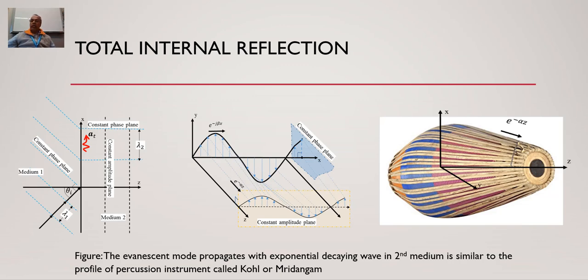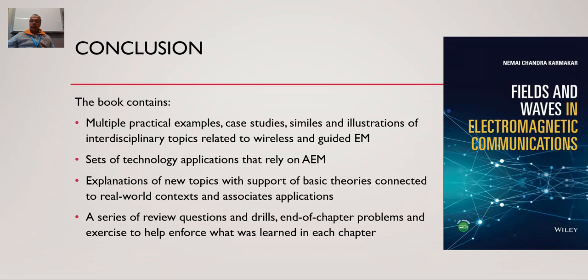It gets exponentially decayed due to the orthogonal nature of the constant phase and amplitude planes, as shown in the left-hand figure. The 3D depiction is shown in the middle, and the mridanga has the profile of diminishing transmission modes in the denser media. Finally, in conclusion, the book has many such practical examples to exemplify the very fundamental concepts of the EM theory.